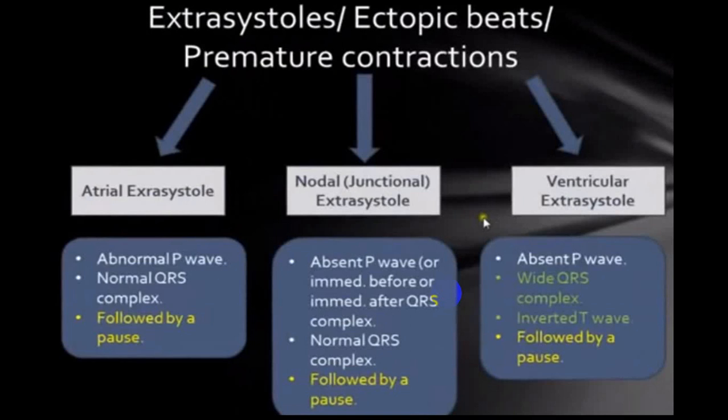That's why we call that a premature or early extrasystole. And it is followed by a pause, which is usually a non-compensatory pause. So it is less than 2 RR. Hence, this is called a partial compensatory pause or non-compensatory pause. And this is a characteristic of an atrial extrasystole.